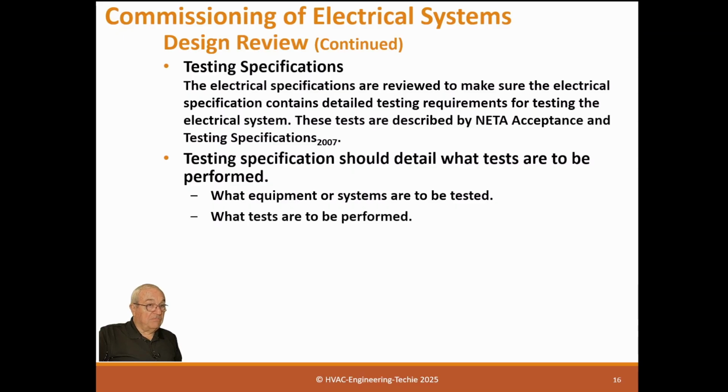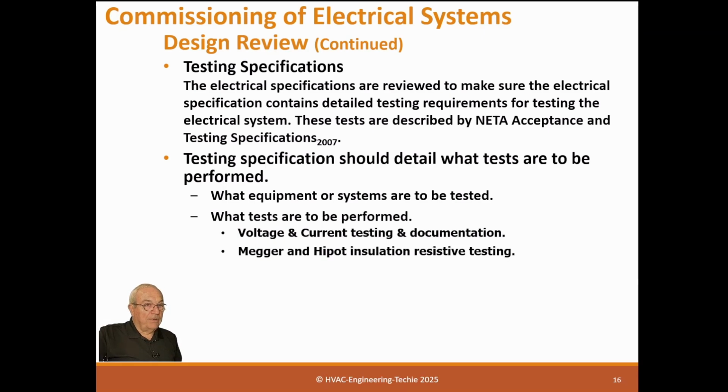So in other words, it'll make a list of the types of equipment and what tests are to be performed. And normally they will be, this is a normal list, but may not be what the designer thinks they need or the owner thinks they need. Voltage and current testing and documentation. So when we heat up panels, we make sure we have voltage and current everywhere. Mega, high pot, and high pot insulation resistive testing.